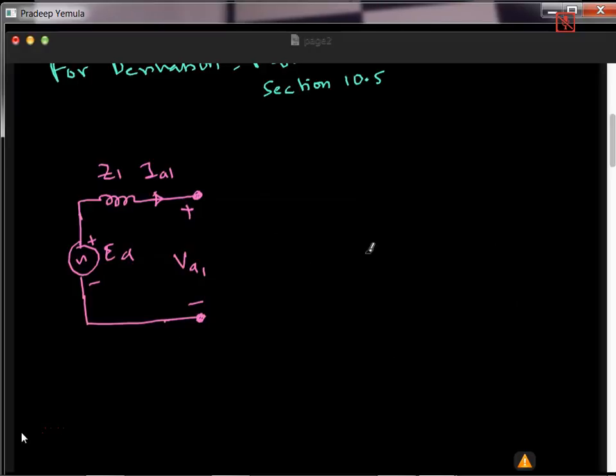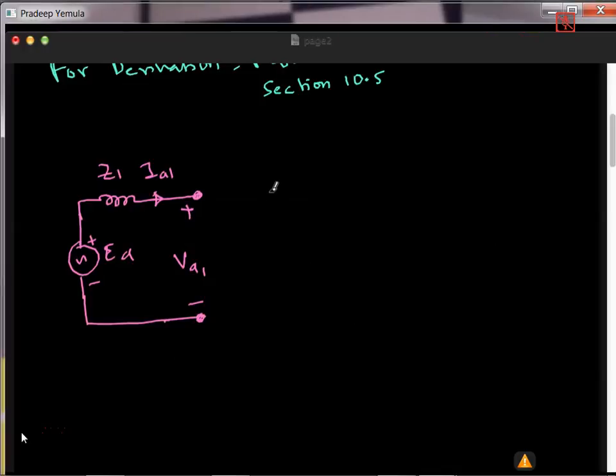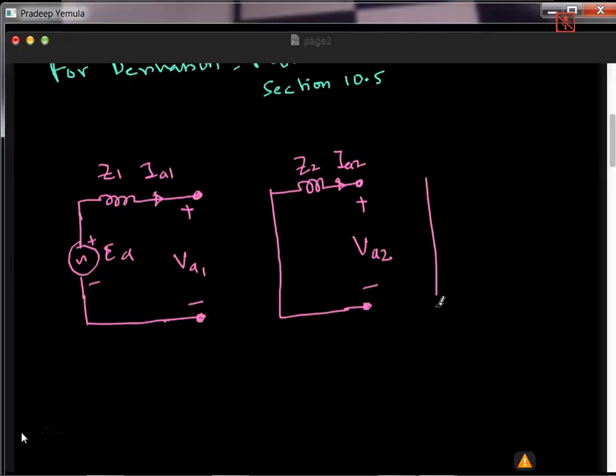Then what is the negative sequence network of a generator? The negative sequence network of a generator is like this. This voltage is VA2 and this is Z2 and this one is IA2. This is the negative sequence network of a generator. What is the zero sequence network of a generator? This is the zero sequence. Z neutral and this is IA0, and this is the zero sequence network of a generator.